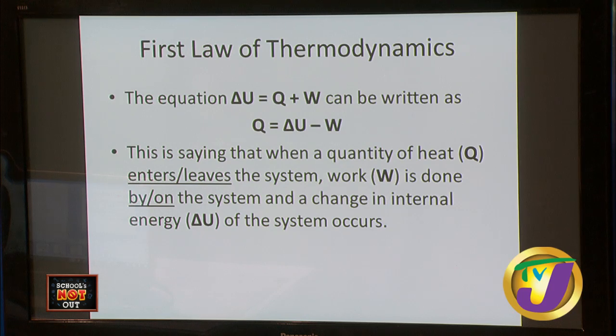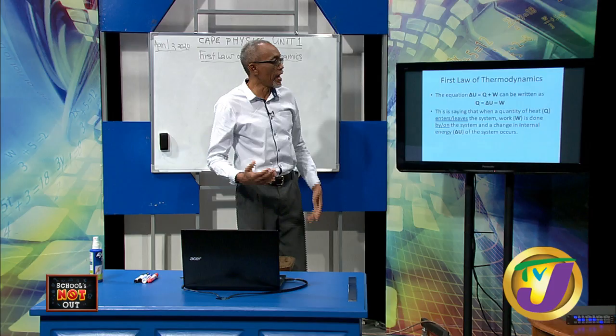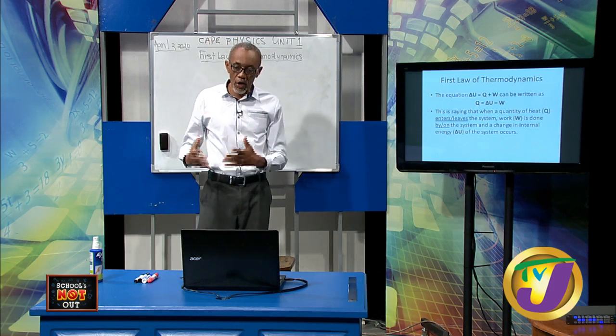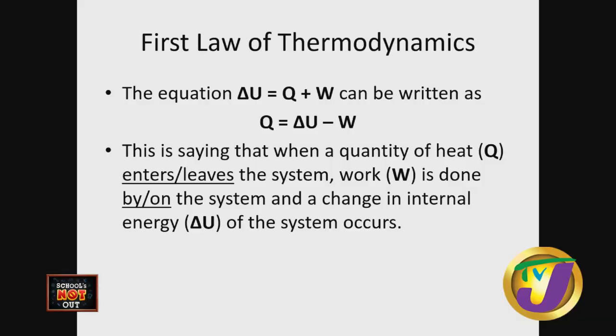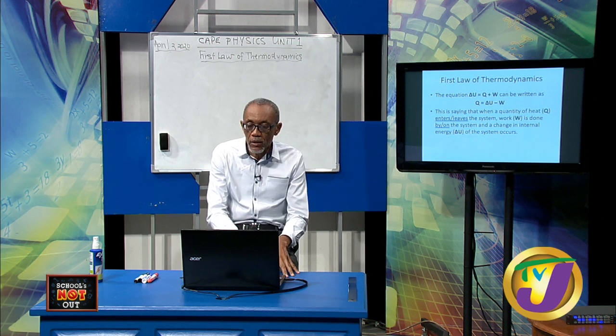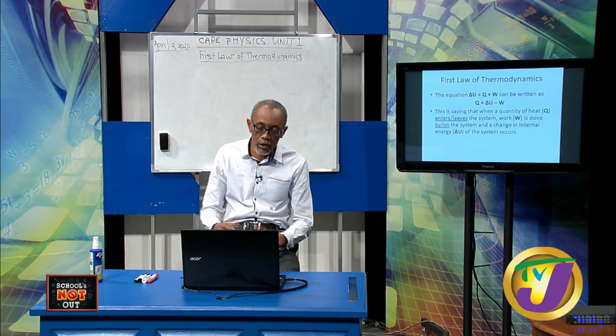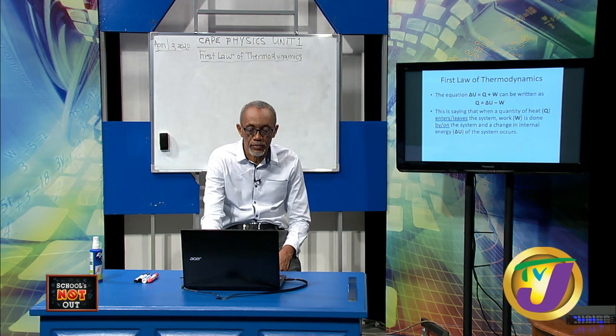So it is saying that when a quantity of heat Q enters or leaves a system, the work is done and the internal energy of the system changes. All right? So the internal energy can increase or decrease. Work can be done by the system or on the system. And so that is what we will look at as we go along. Right? So we see that heat will cause change in internal energy and work. Right? Entering into the system.